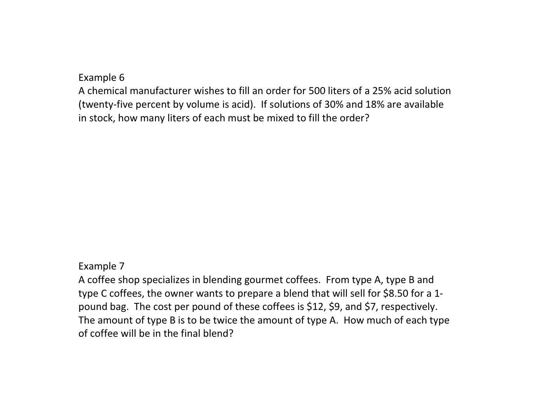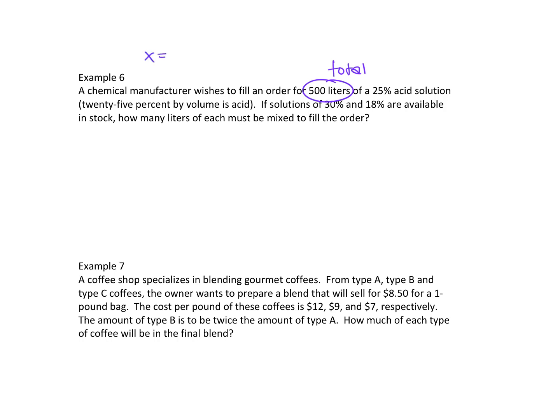Okay, so for the two that we don't have recorded here, you are looking at, in example 6, a chemical manufacturer that wishes to fill an order of 500 liters. This is one of the totals that you're going to see, of a 25% acid solution. You have two solutions available.